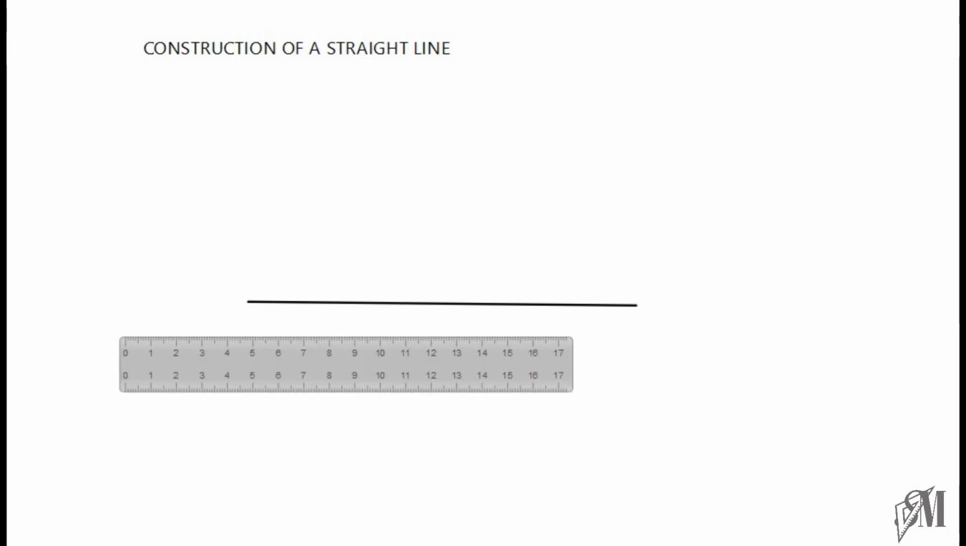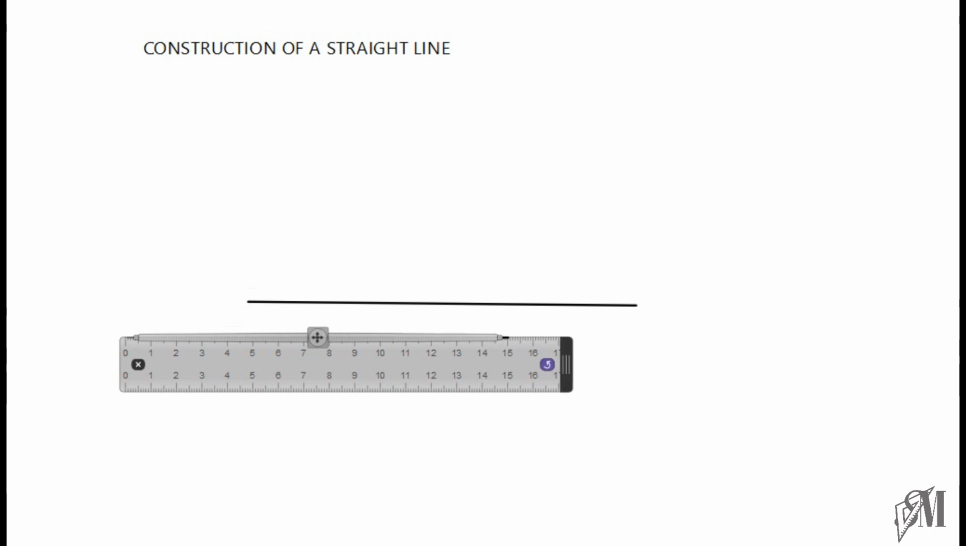First, let us see how to construct a straight line of a given length. I'm going to draw a line of 15 centimeters. So first of all, I draw a line like this and then take my ruler and measure 15 centimeters using the pair of compass.